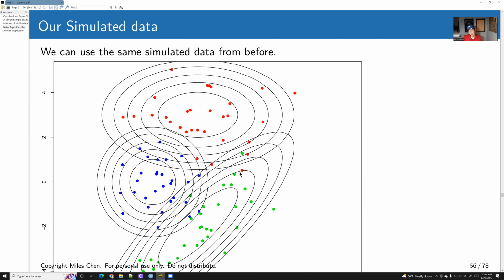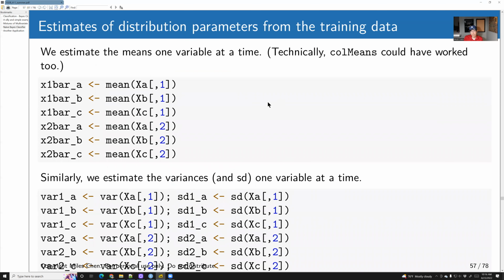So here was our simulated data. These are the true contours that generated this data. And this time we are going to estimate the mean and the variances for class A and class B, but for the x1 and x2 variables separately. So rather than doing the column means, I'm just going to say, what's the mean of column 1 for the A observations? What's the mean of column 1 for the B observations? What's the mean of column 1 for the C observations? What's the mean of column 2 for the A observations? Mean of column 2, and so on and so forth.